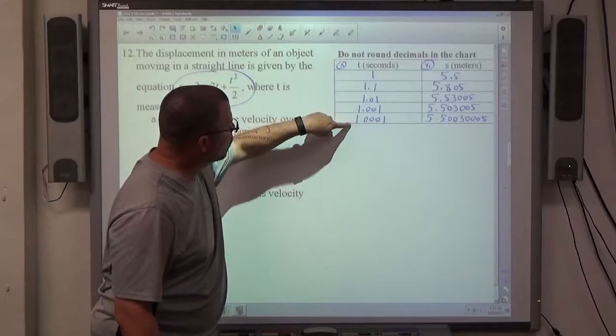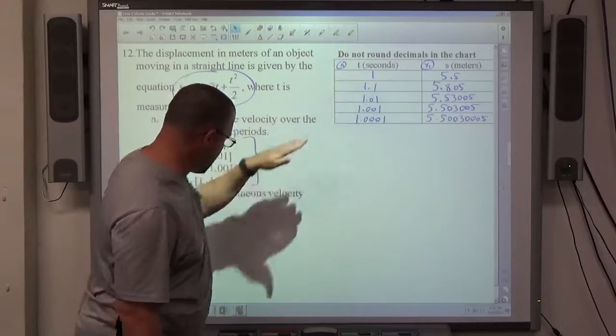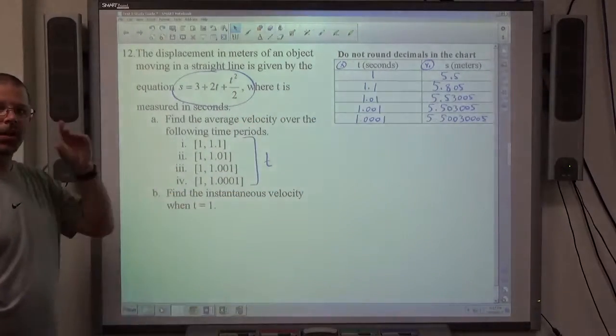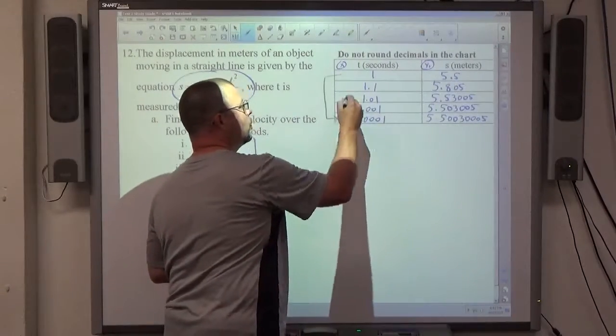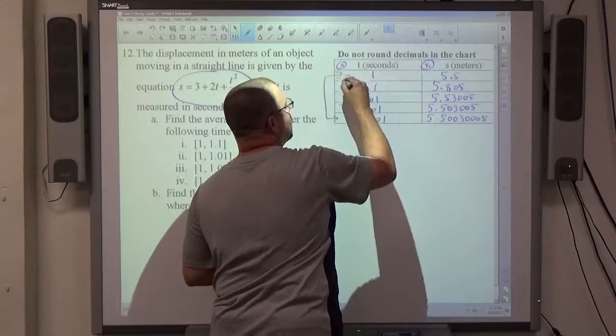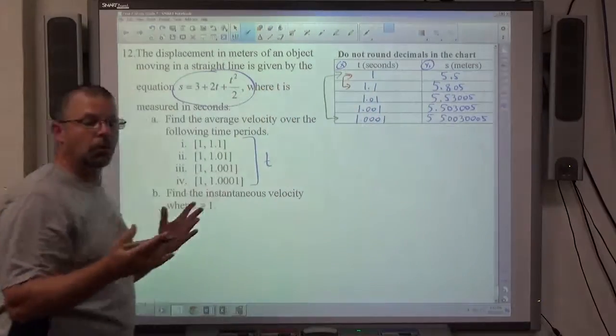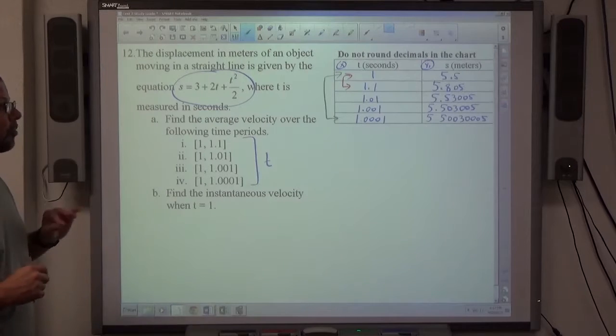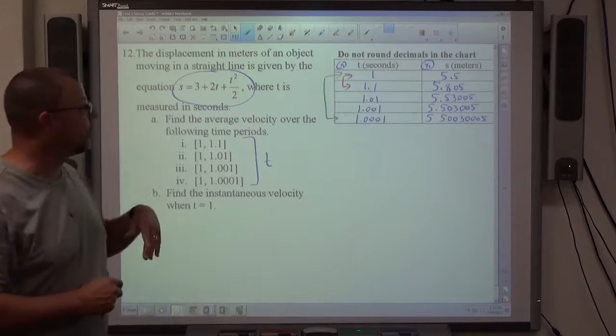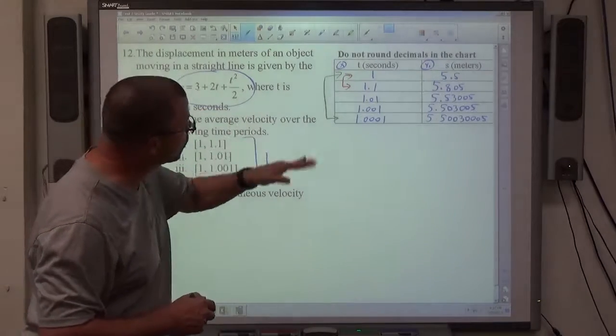This point is closest to this point. That's the point we care about because we're trying to find the instantaneous velocity when t equals 1. So the slope between these 2 points is going to be much closer to the answer than the slope between these 2 points. Although they'll both be rather close because 1.1 is also pretty close to 1. It's not as close as 1.01 or 1.001 or even 1.0001.